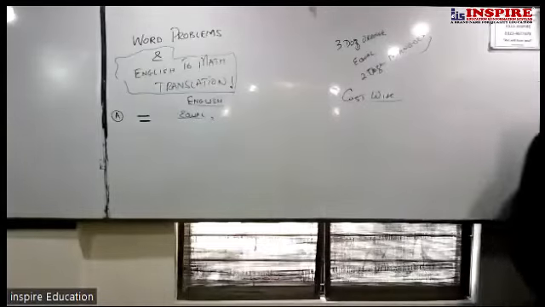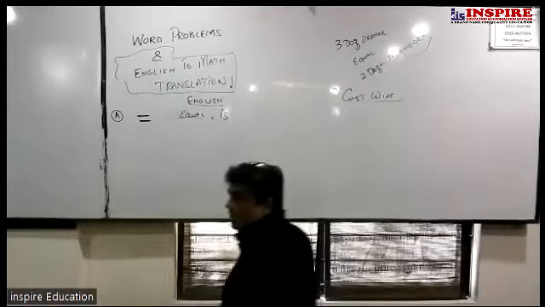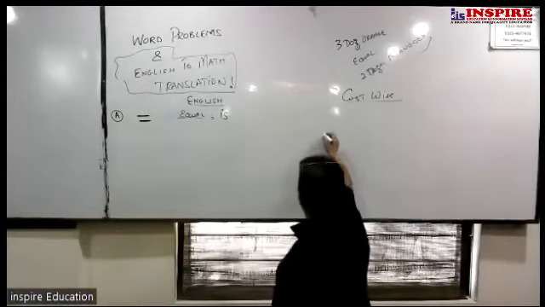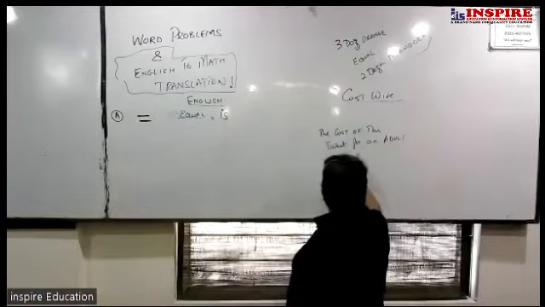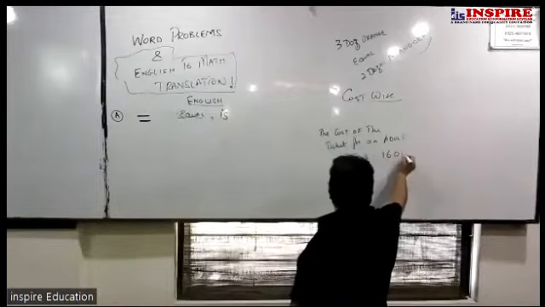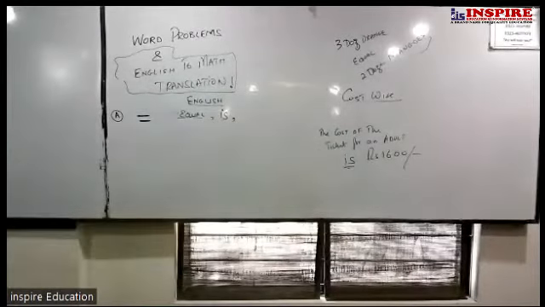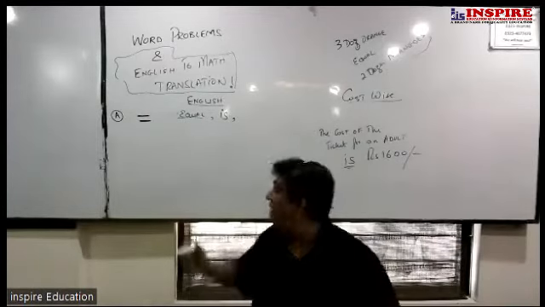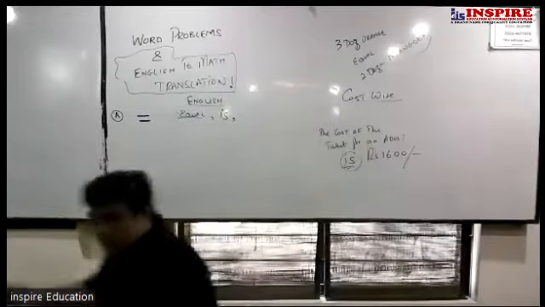Another English word commonly used is "is". The cost of the ticket for an adult is 1600. Is means is equal to. Good example. Underline the important words: is, cost, equal. Underline that, circle that.